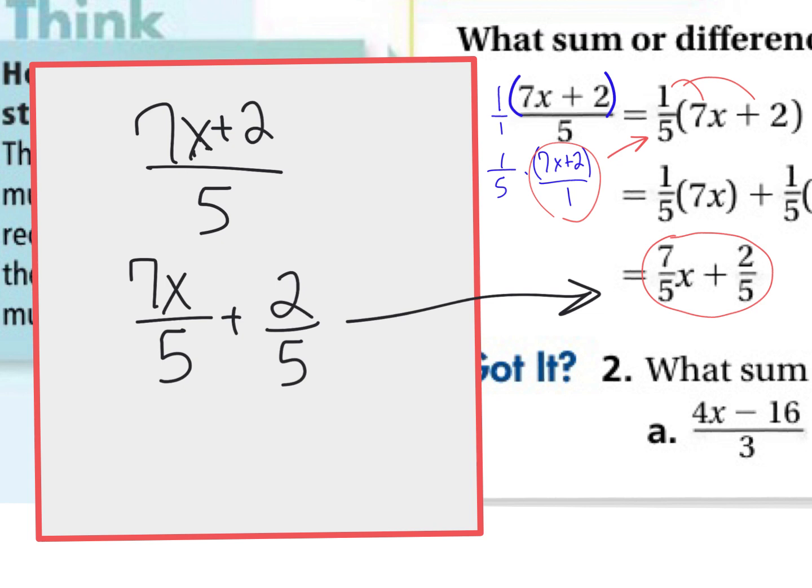Obviously, this section is all about distributive property, but to me it doesn't matter whichever way you want to work those out. Either you can take the fraction in front and distribute, or you can just split it up into 2 separate fractions. Always with fractions, we want to try and reduce at that point if we can. Those can't be reduced, so that would be our answer.